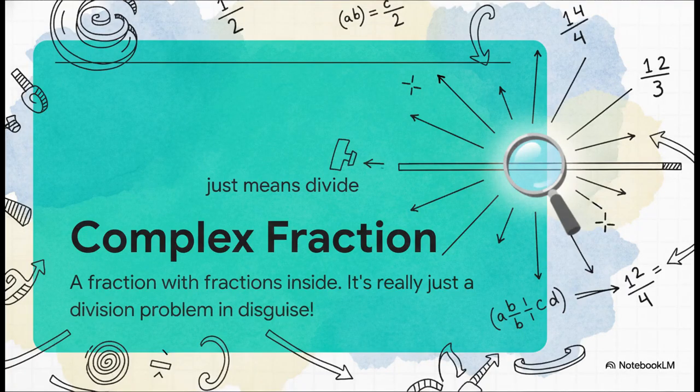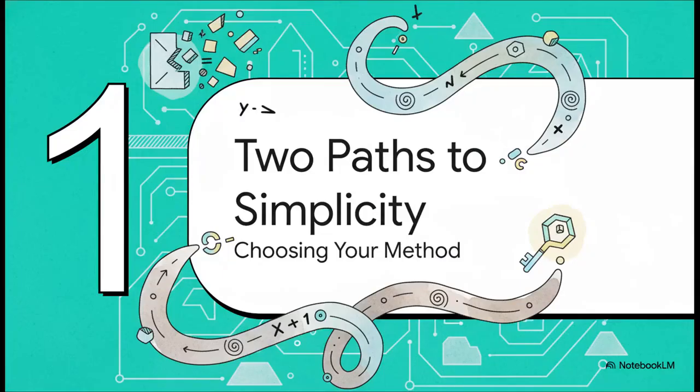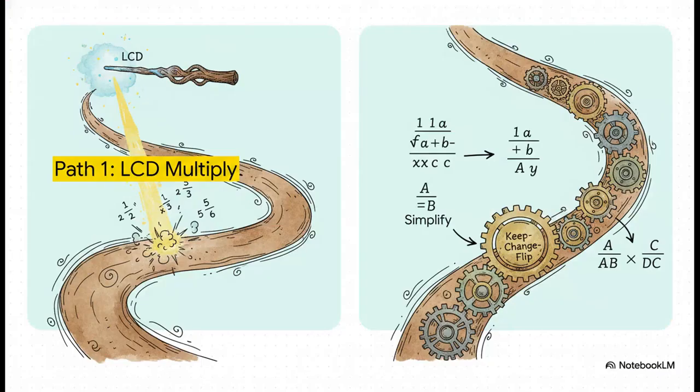Okay, here's the secret weapon. You see that big fraction bar right in the middle? That's all it is. It just means divide. Seriously, a complex fraction isn't some crazy new type of math. It's just a regular old division problem wearing a scary costume. And you already know how to do those. So how do we actually attack this thing? Well, there are two main strategies, two really clear paths you can take to simplify these every single time. Let's break them down.